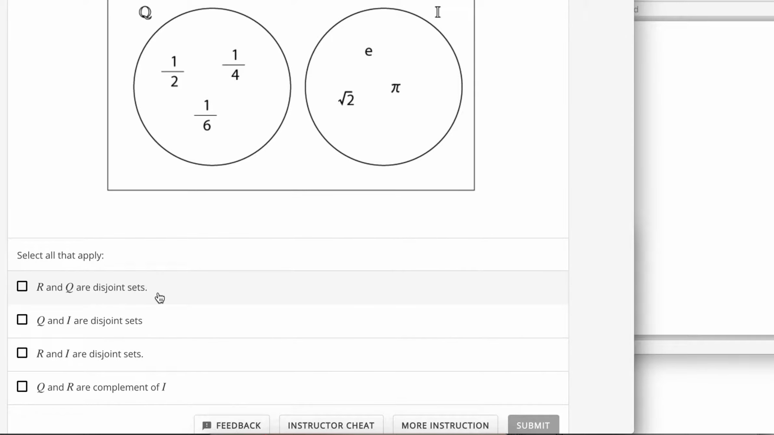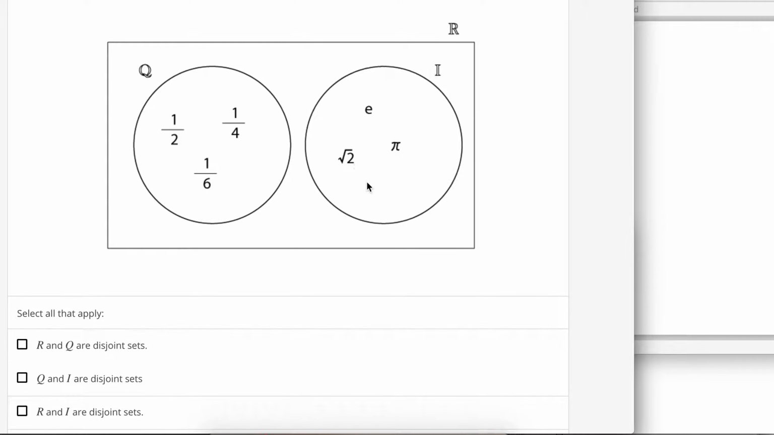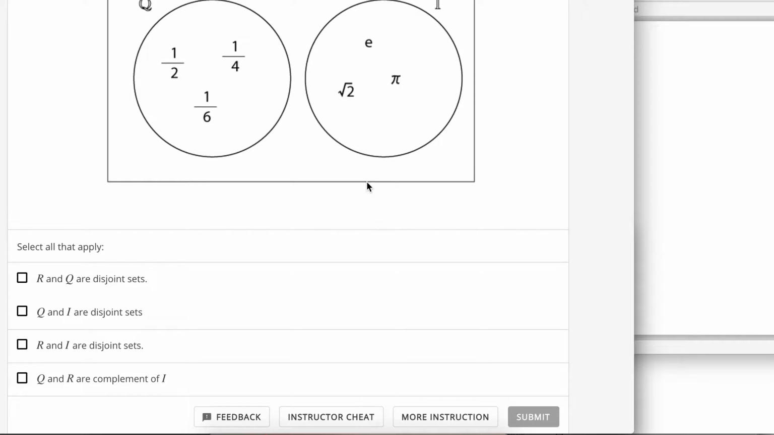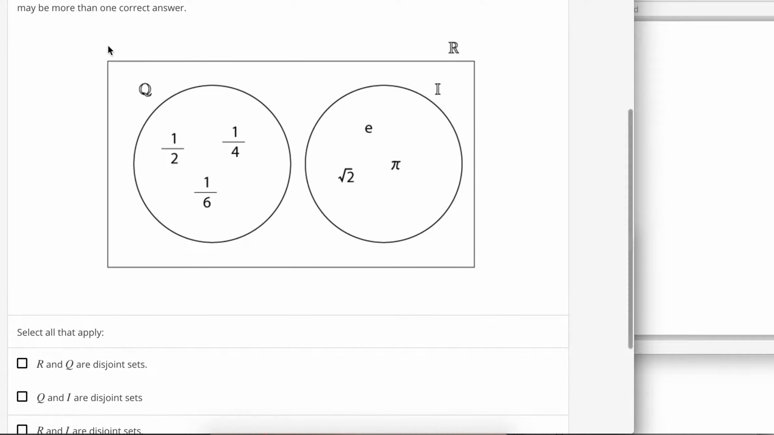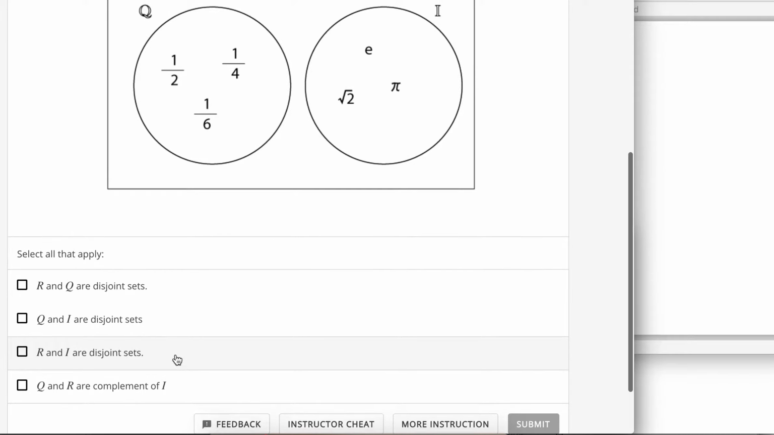So that R is the set of real numbers, so that R is on the outside. That means both these types are real numbers. So R and Q are disjoint sets. Okay, disjoint means that they don't cross with each other. Look, the real numbers is everything here. These are both real numbers, so they do cross. That's not a true statement. Okay, so remember, disjoint means that they don't cross.